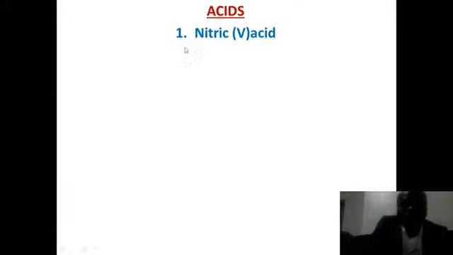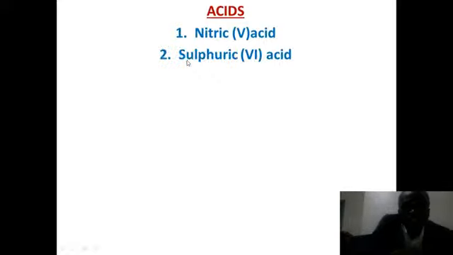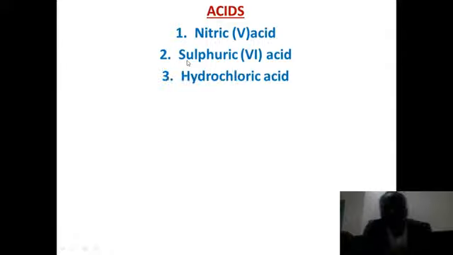So as I have said, we are discussing chemistry. Now, we're going to look at one of the very critical topics, and that is the topic of acids, bases and indicators. First of all, we have three mineral acids that a high school student is never supposed to forget. First one is nitric (V) acid. The second one is sulfuric (VI) acid. And the third one is hydrochloric acid.